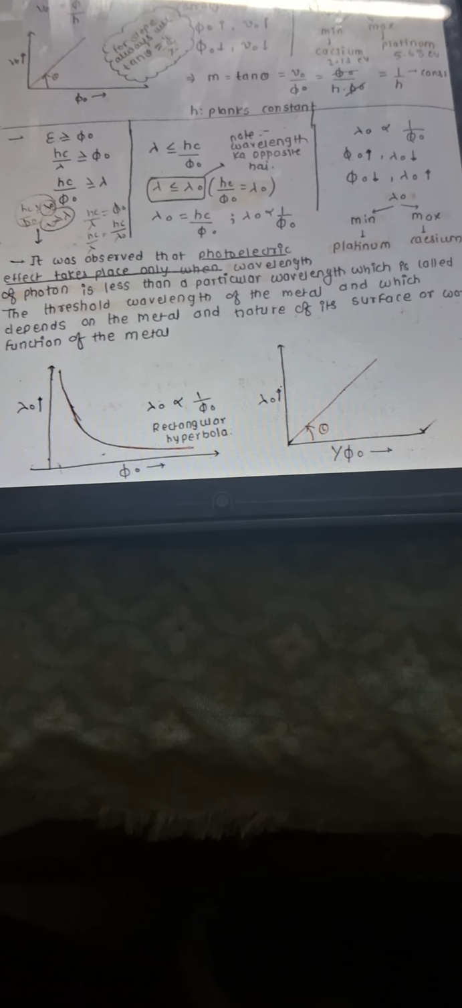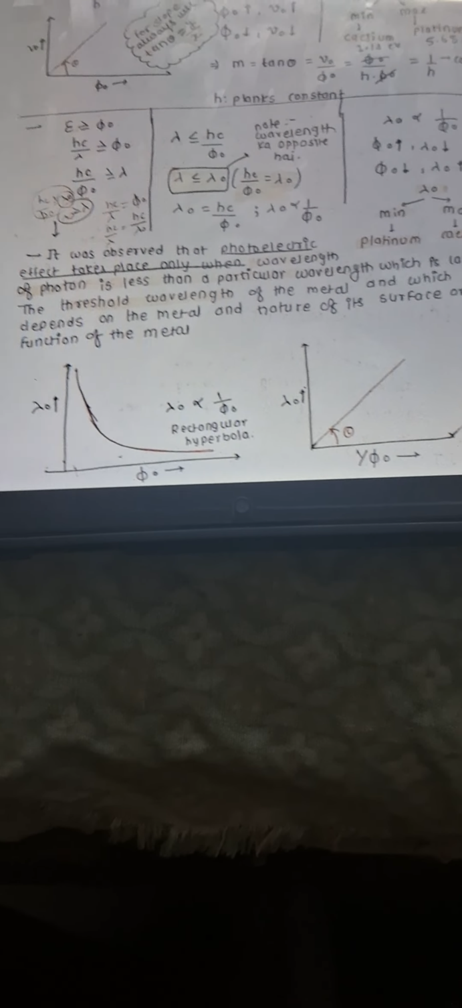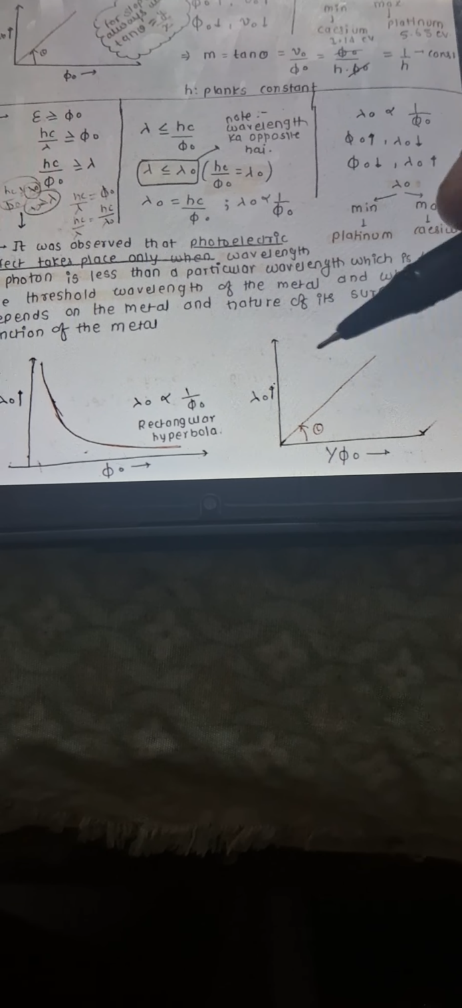Now, it was also observed that the photoelectric effect takes place only when the wavelength of the photons is less than the threshold wavelength, obviously as per the energy considerations. So that explains it. Let's see some graphical variations of threshold wavelength with work function. It's a rectangular hyperbola graph, whereas with 1 by phi naught the graph will be a straight line. And if we calculate the slope angle over here, it will be equal to hc.